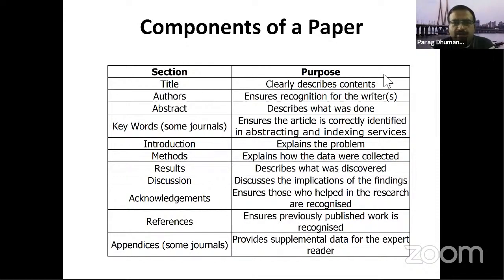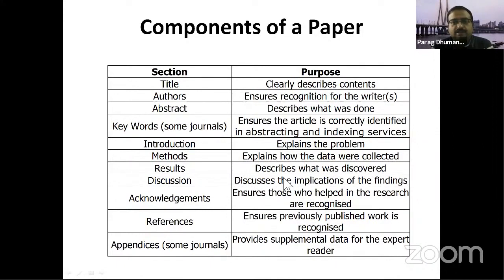A title clearly describes the content, and the authors who have contributed. Abstract describes what was done. These are the key words with which you can search for similar articles on PubMed. The introduction explains the problem. Methods explains how the data was collected.